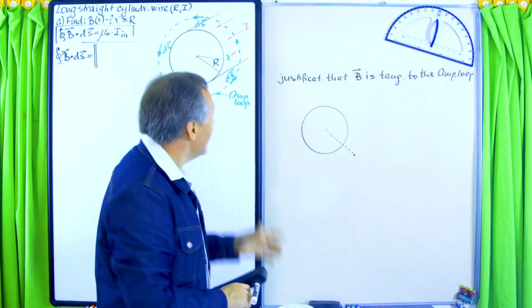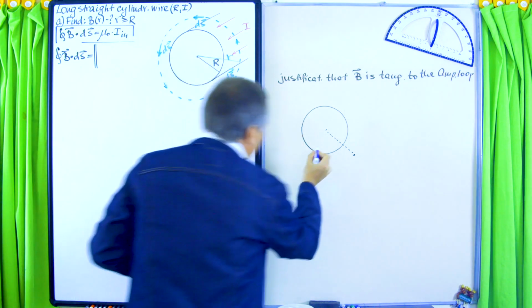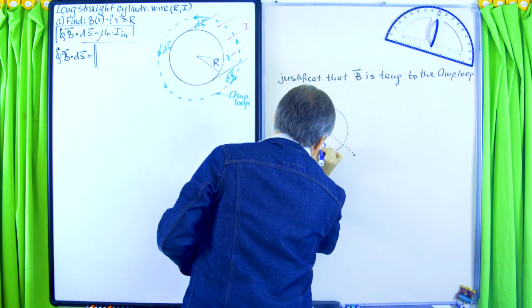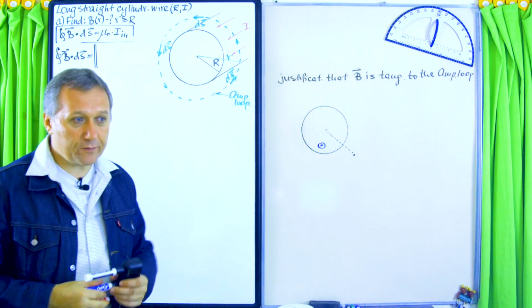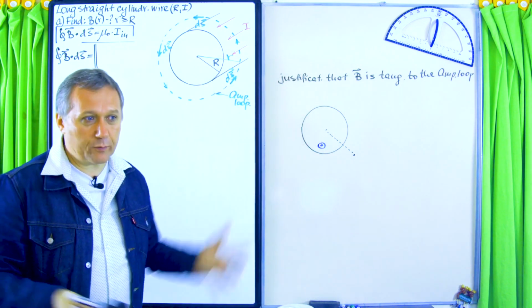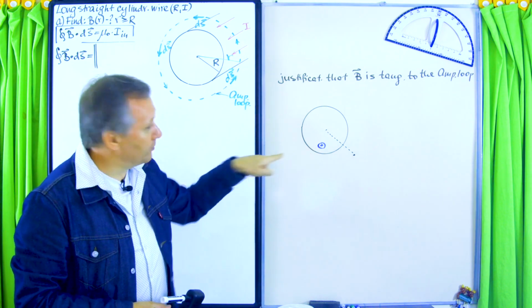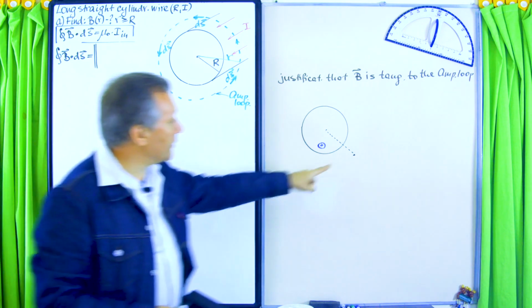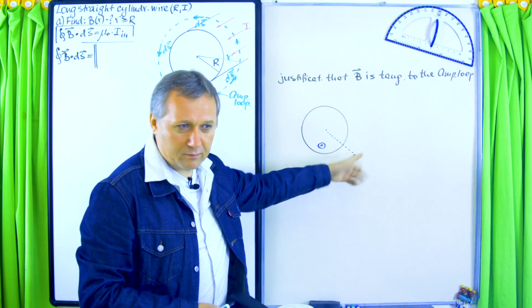Since we have uniform distribution of this current, I can pick, for example, over here, a very, very small piece of current. Of course, it will be just an infinitesimally small piece of wire with current. So how can I find the direction of the magnetic field at this point?